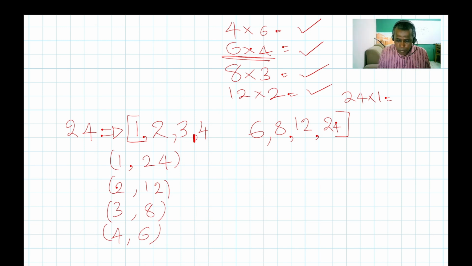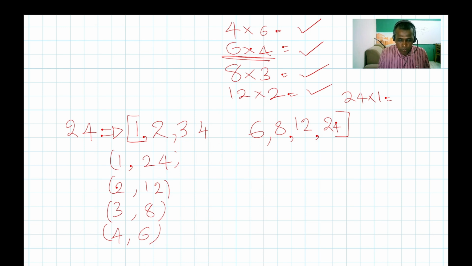Is there any number between these two? Yes, there's only 5. Can I find 24 in the 5 table? No, it's not possible. It's not there. 24 is not on the 5 table. That means I can't get it.